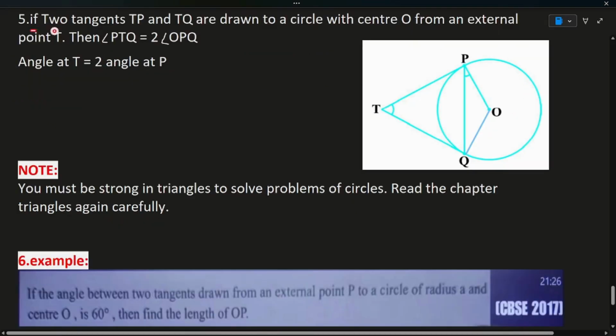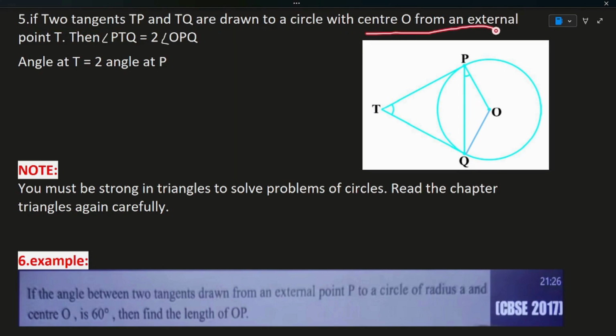See point number 5. If two tangents TP and TQ are drawn to a circle with center O from an external point T, then the angle PTQ equal to 2 times the angle OPQ. I'll explain now. Two tangents TP and TQ are drawn from the external point T. So T is the external point. I can draw one tangent TP, one tangent TQ. The center of the circle is O.